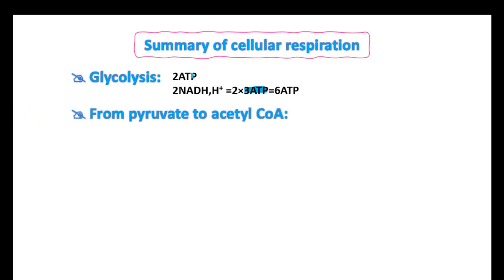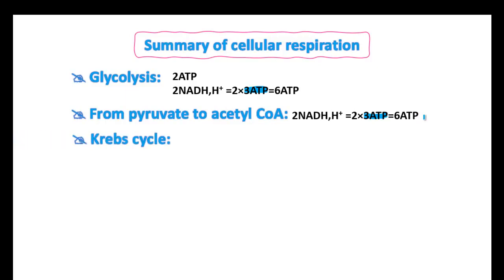For the next phase, we have the preparation step, which is from the pyruvate molecule into acetyl coenzyme A. We will have the production of 2 NADH plus molecules, and each NADH plus molecule is the equivalent of 3 ATP. So it's just like having 6 ATP after the oxidative phosphorylation.